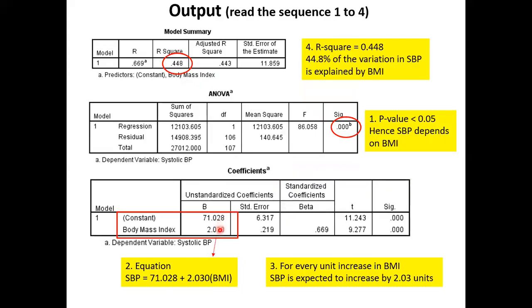About 2 units. First question, does BP depend on BMI? Yes. Next question, how? We write the equation. Next step, we explain what this means. Say every unit increase in BMI, BP is expected to increase by 2 units.